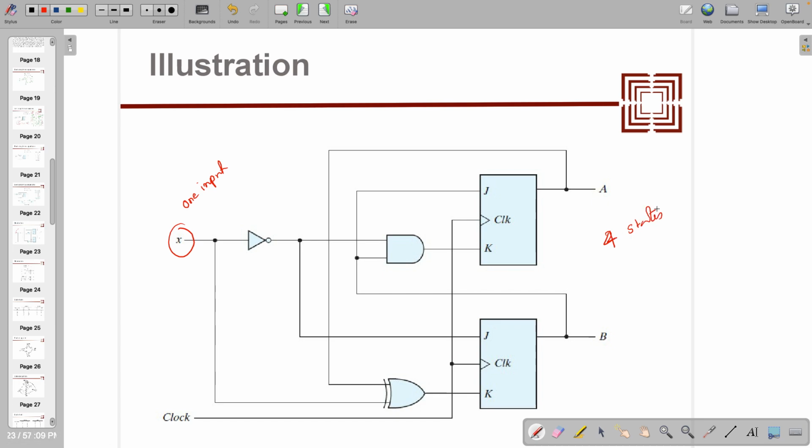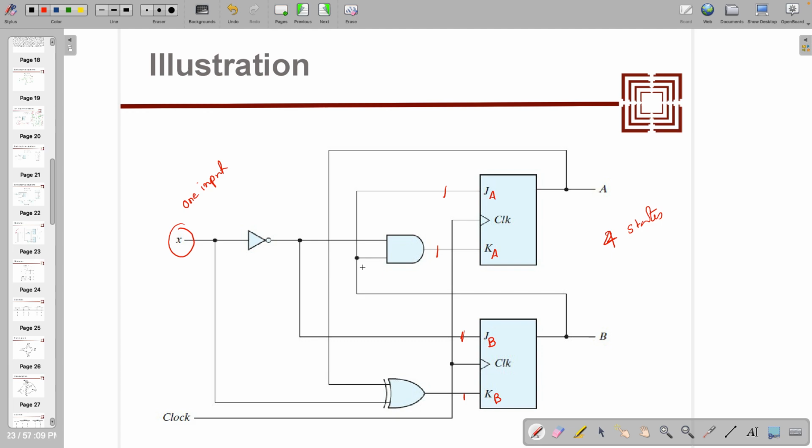First of all, find out what is J and K. Now we need to write down J and K. What is the value of JA and KA, JB, KB and B of T plus 1, A of T plus 1. You just find out that. Can you do that or is it difficult? Do you understand?